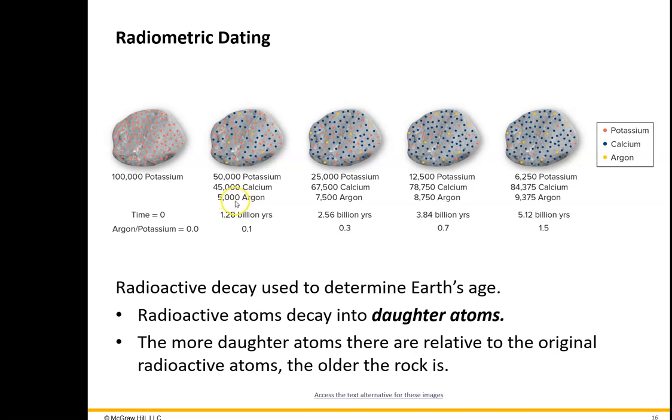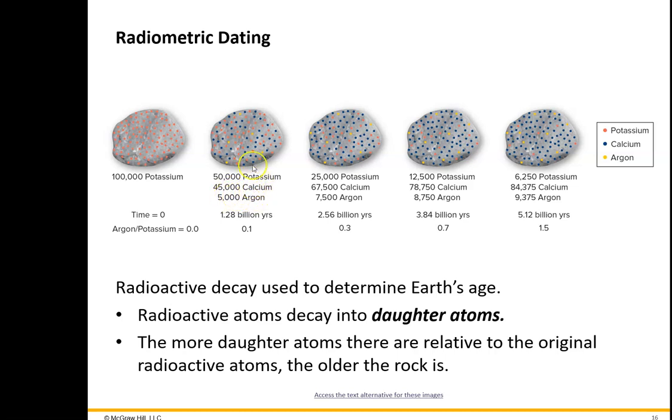In fact, because we know the decay of this particular type of potassium, we know that after one half life there should be this many, 5,000. If you started with this many radioactive potassium atoms, half of them would still be potassium, about 45,000 would be calcium, and then 5,000 would be argon.